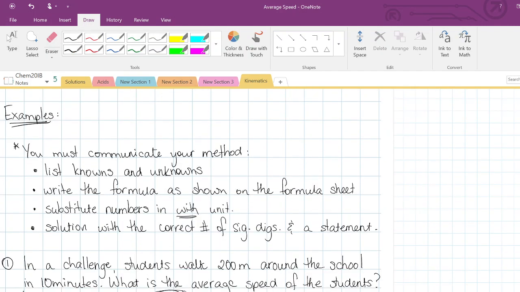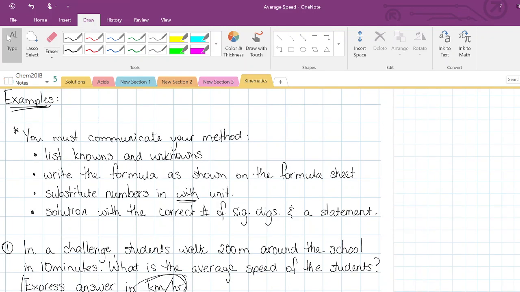For long answer problems, we've talked about communicating your work, but we'll chat about it again. You have to be able to clearly communicate your work so that whoever is looking at it can follow it easily, without having to look around trying to find where this number came from. Variables have to be given, formulas have to be given, so you have to communicate the method. The first thing, you have to list your knowns and your unknowns, right? Tell me what the question is giving you. Write your formulas, that's the second thing, as they are shown on your formula sheet. Then you're going to substitute in numbers with the units. That's nothing brand new for you guys. And then finally, you're going to give the solution with the correct number of significant digits and a statement. And that's a complete long answer problem.